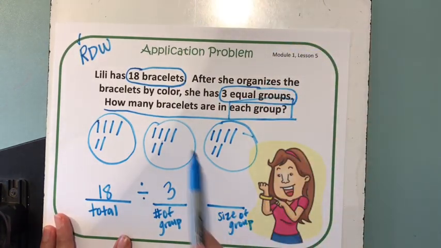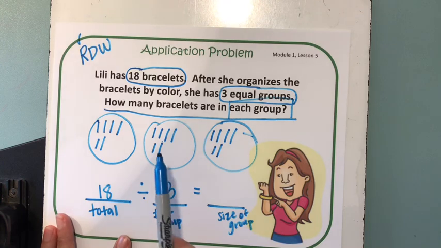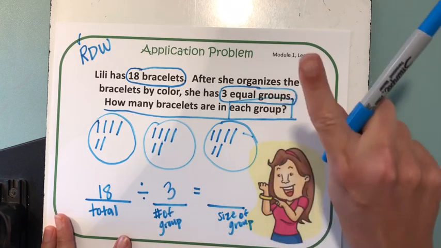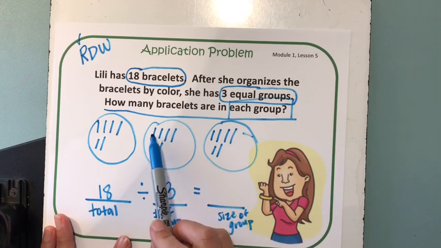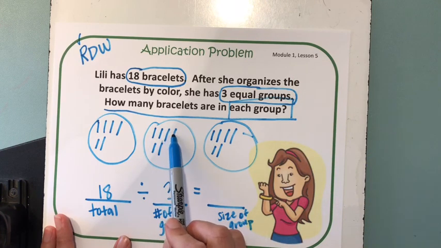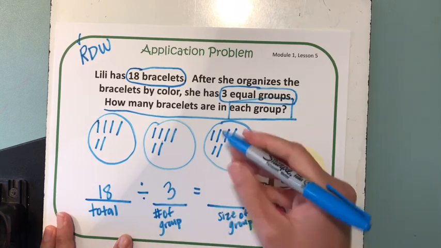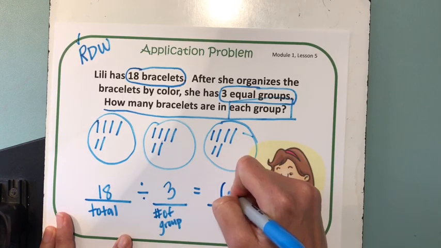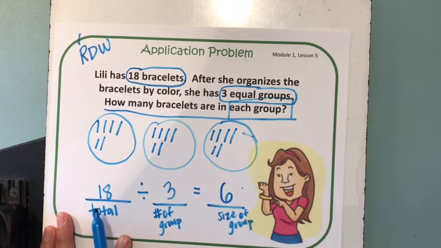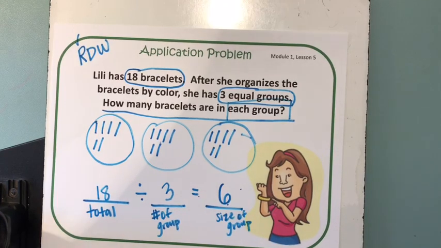Now, what am I going to do? I'm going to count how many bracelets are in one group. I have 1, 2, 3, 4, 5, 6. So I know the size of one of those groups, right? It is 6. So 18 divided by 3 equals 6. Awesome job.